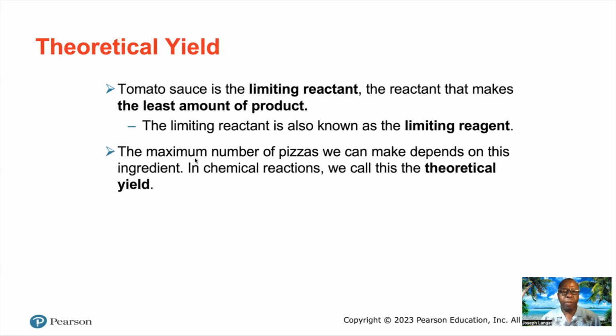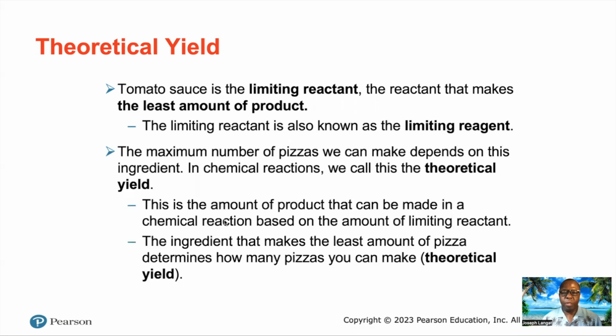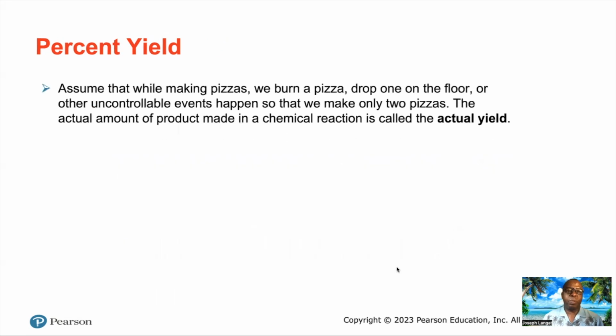So in our example, the maximum number of pizzas we can make depends on the ingredient. This is the tomato sauce. We call this theoretical yield. Theoretical yield is the amount of the desired product that can be made from a chemical reaction. And here, underline the words chemical reaction because there is the balanced equation in there which will determine how much of the desired product will be produced. In this case, theoretical yield.